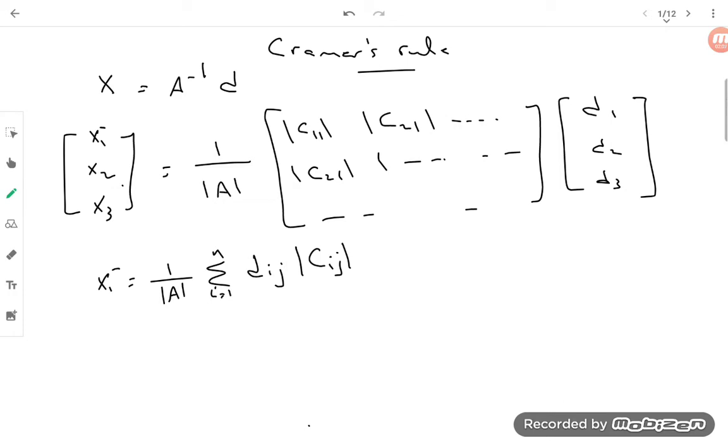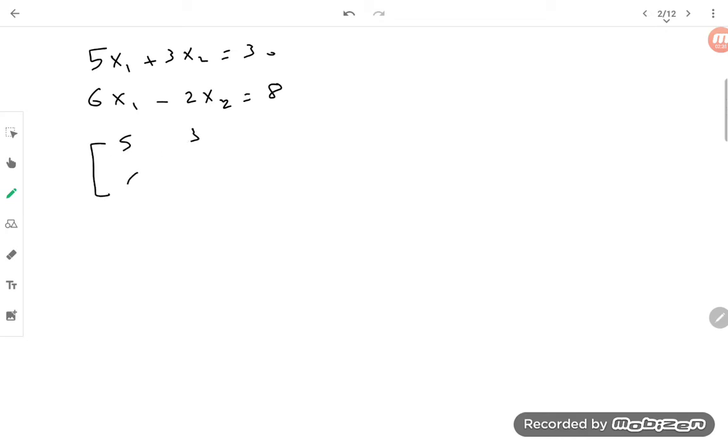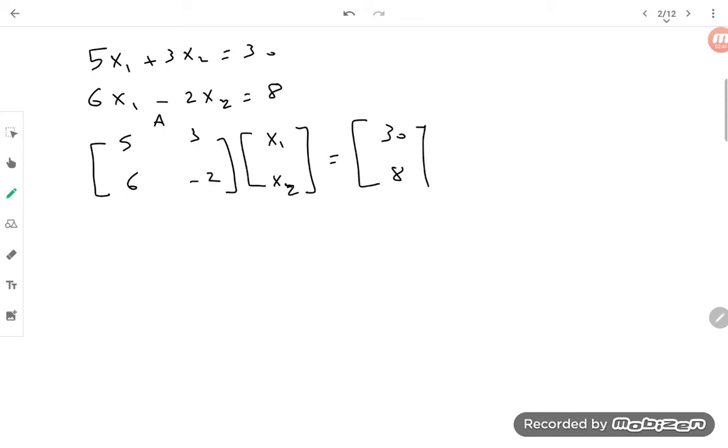So let's take an example in order to understand the main idea of Cramer's rule. If we have a system of equations 5x1 plus 3x2 equals 30 and 6x1 minus 2x2 equals 8, we can convert this into a matrix as 5 and 3, 6 and negative 2. This is matrix A. It will be multiplied by x1 and x2. This is vector x. This equals 30 and 8. This is vector D.